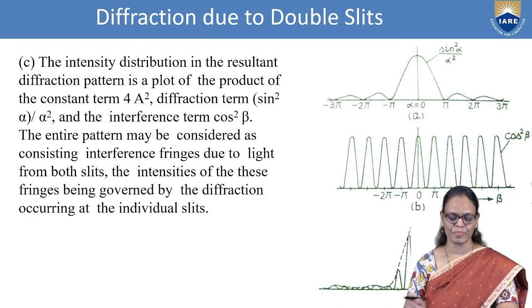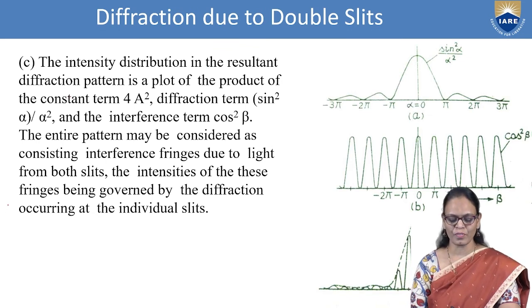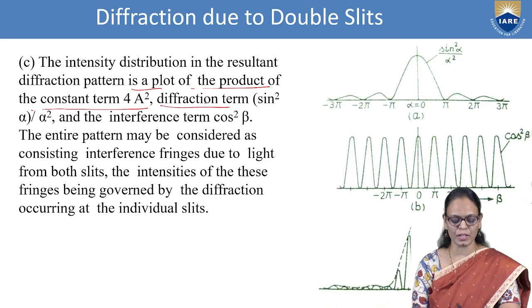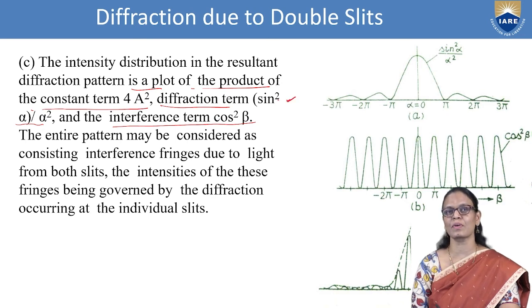And so on. Now, the intensity distribution is the resultant of the diffraction pattern. What we see here is a plot of the product of the constant term 4a square, the diffraction term sine square alpha by alpha square, and the interference term cos square beta. We have kept the constant term 4a square aside, and we have seen the diffraction pattern due to sine square alpha by alpha square and the interference pattern due to cos square beta. Now we are going to see the entire pattern. The entire pattern may be considered as consisting of interference fringes due to the light from both the slits, and the intensities of these fringes are governed by the diffraction occurring at individual slits.